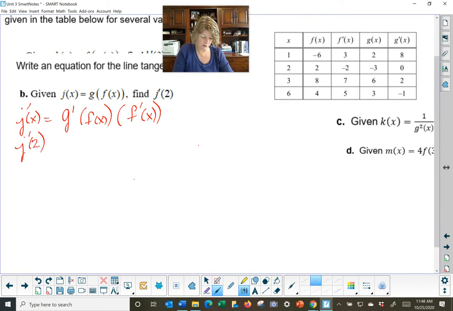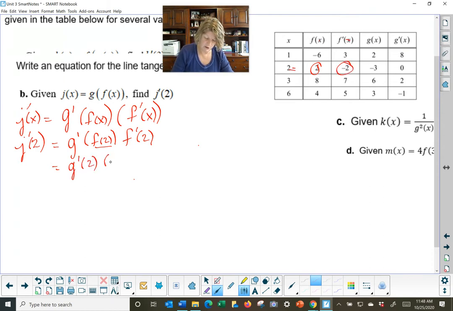J prime of 2 turns out to be g prime of f of 2 times f prime of 2. Go to the table and find your values. Hit pause. I want you to find them in the table by yourself. Okay, f of 2. F of 2 is 2. Well, that's kind of unfortunate. And f prime of 2 is negative 2. Are those the values you came up with?